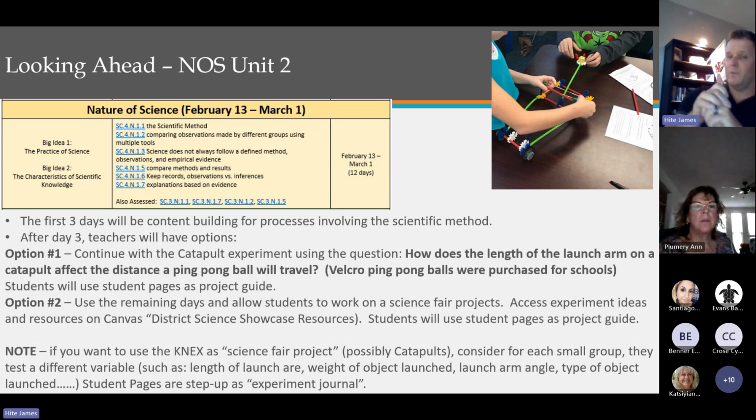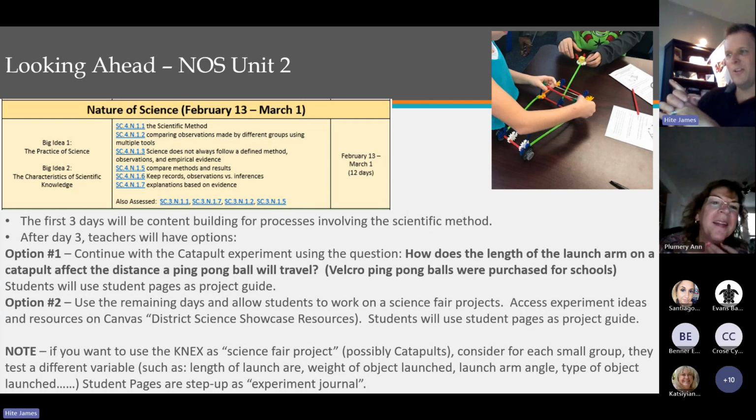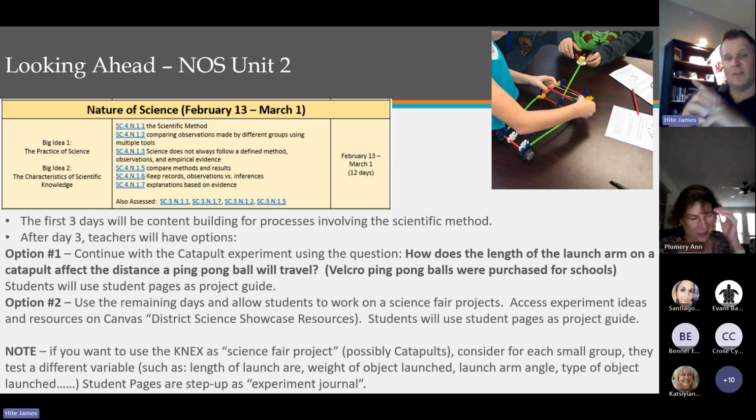If you remember, hopefully you still have them. We sent out, and you're probably wondering, what are these? We sent out Velcro ping pong balls a while ago. Probably was a little too early. But you should still have a package of Velcro ping pong balls. Those were for the Catapult.